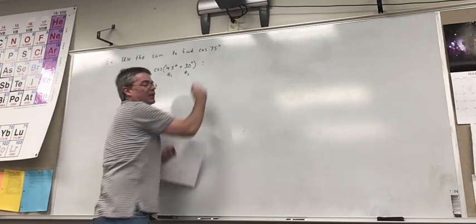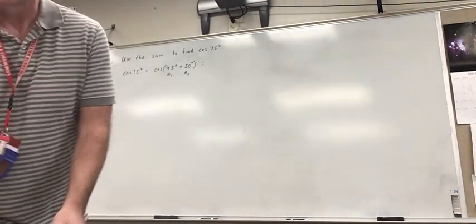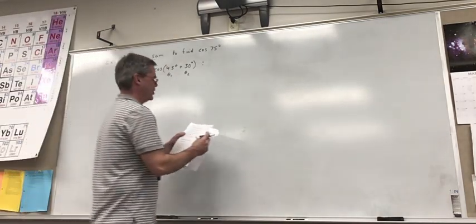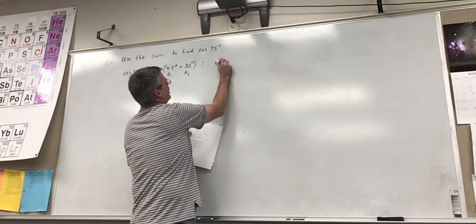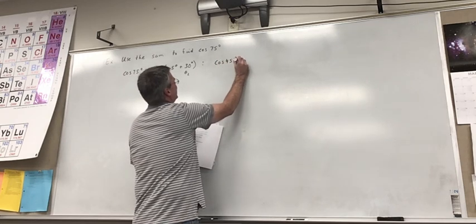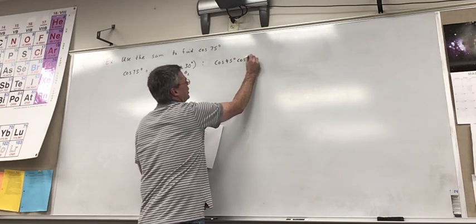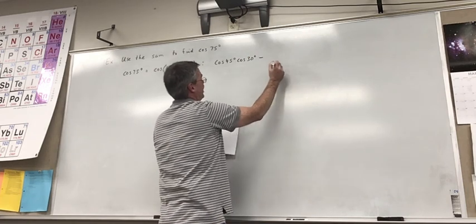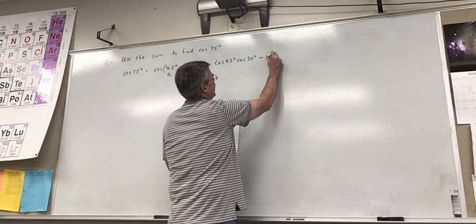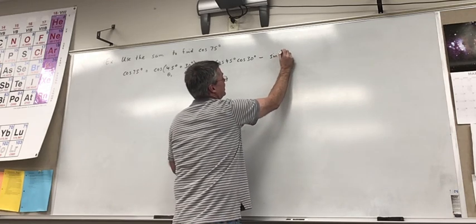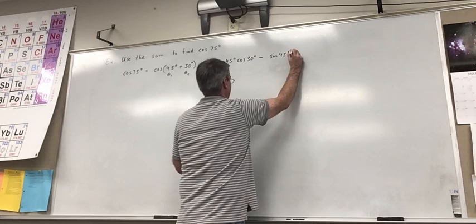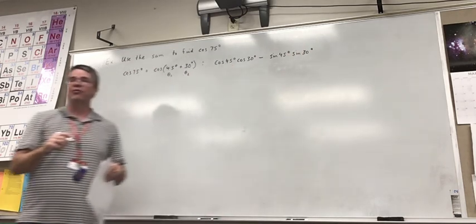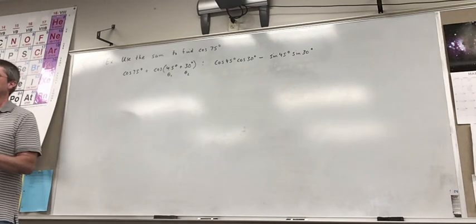All right, so let's look at the formula sheet. The second one on the list is the plus formula for cosine. So that's going to be cosine of 45 degrees times the cosine of 30 degrees. And then there's a minus in the plus formula. It's good you don't have to memorize. And then we have the sine of 45 degrees times the sine of 30 degrees. Does everybody see where I'm getting that from? From the second bullet on the list.